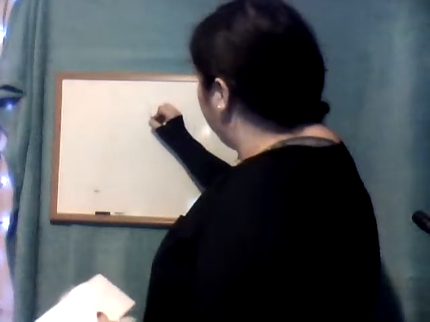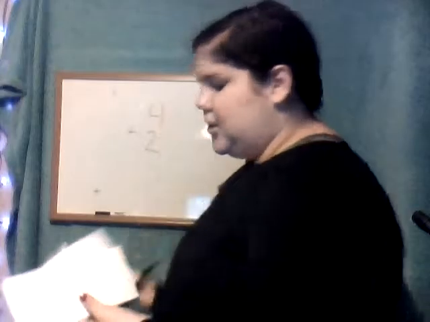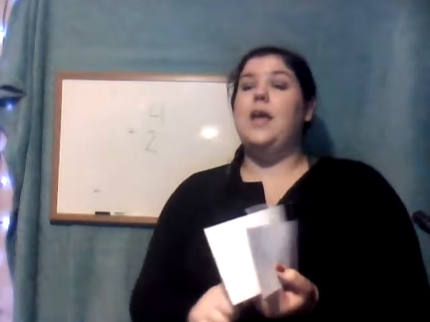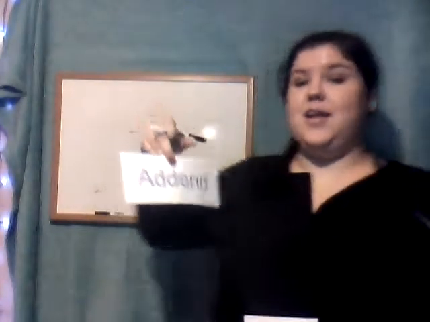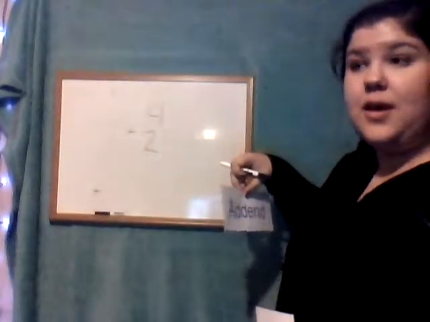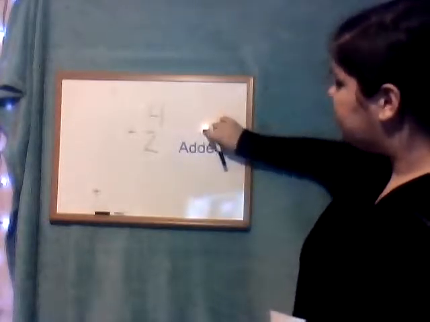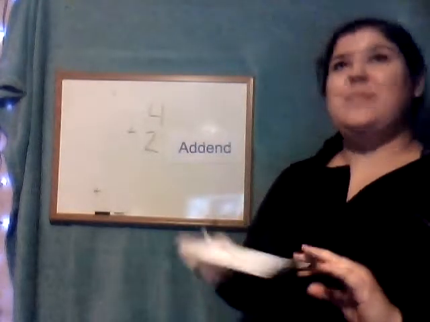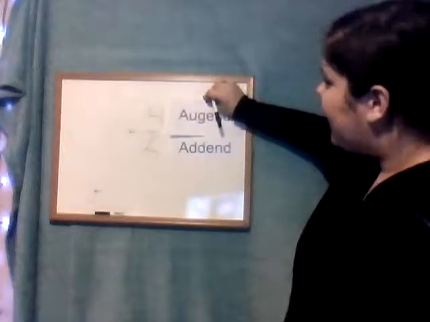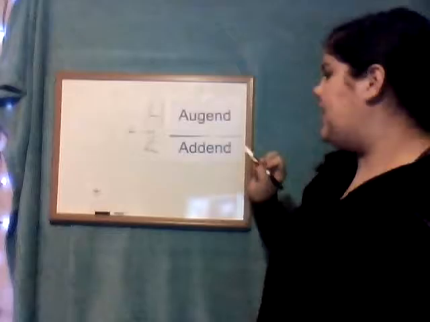All right, let's say 4 plus 2. Okay, Sam, where do I need to put the addend sign on this equation? Next to the 2? All right. And where do I need to put the augend sign? By the 4. Now, class, did Sam do that correctly? Yes, he did. Good job, Sam.